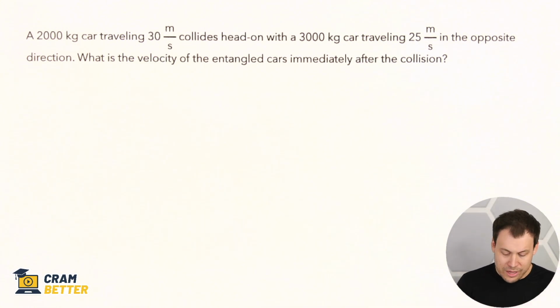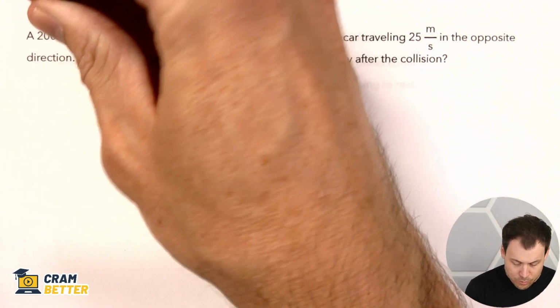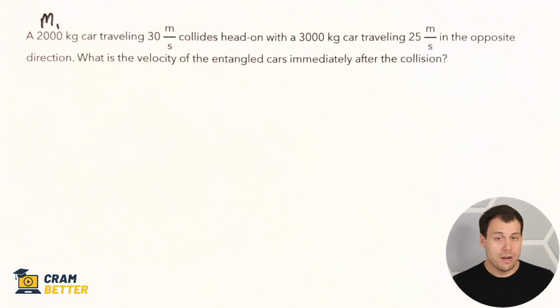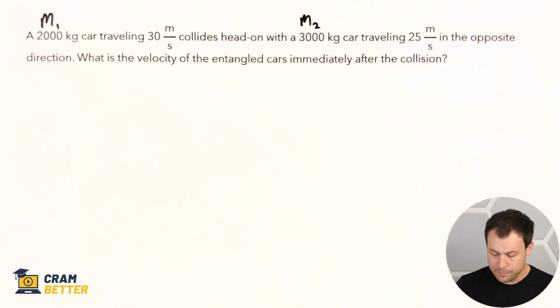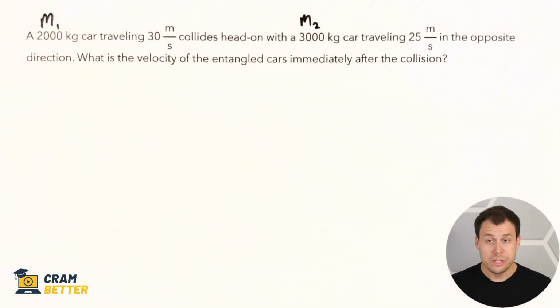So this 2,000 kilogram car, that's M1, bad things are about to happen to it, is traveling 30 meters per second. Oh, look at that. It collides head on with a 3,000 kilogram car. That'll be my M2, traveling 25 meters per second in the opposite direction. What's the velocity of the entangled cars immediately after the collision?